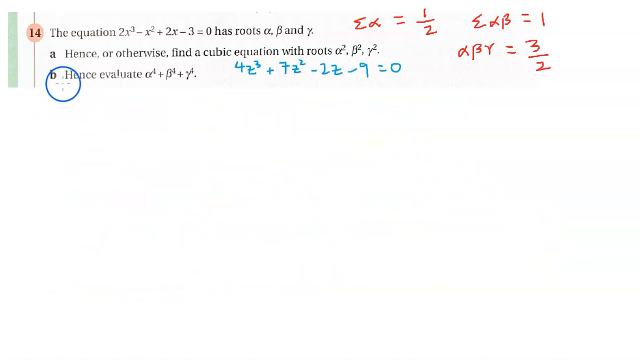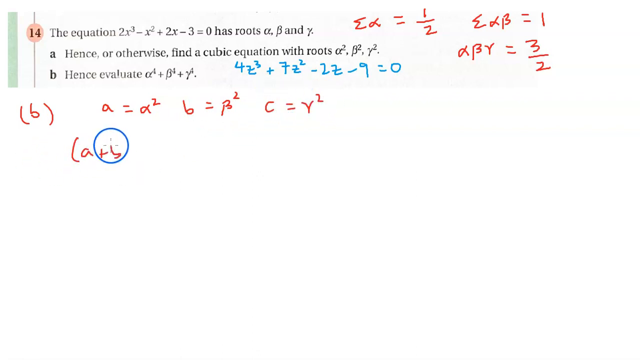For part B, I think there's a few ways you can go about it. I guess you could do exactly the same thing that we just did and get a polynomial that has roots alpha to the 4, beta to the 4, and gamma to the 4, and then just check what is the coefficient of z squared in that new polynomial. But I think maybe it's faster to do just a bit of algebra here. Let's let A equal alpha squared, B equal beta squared, and C equal gamma squared.